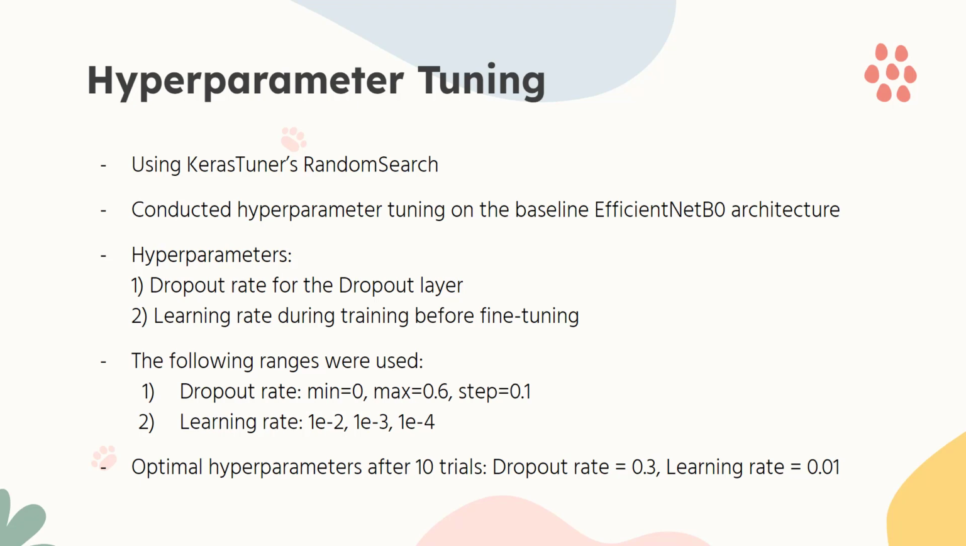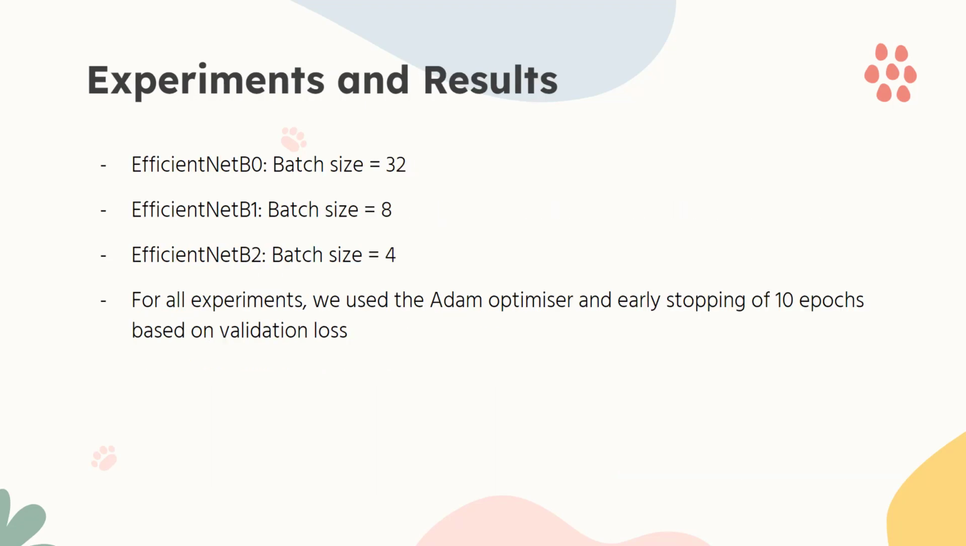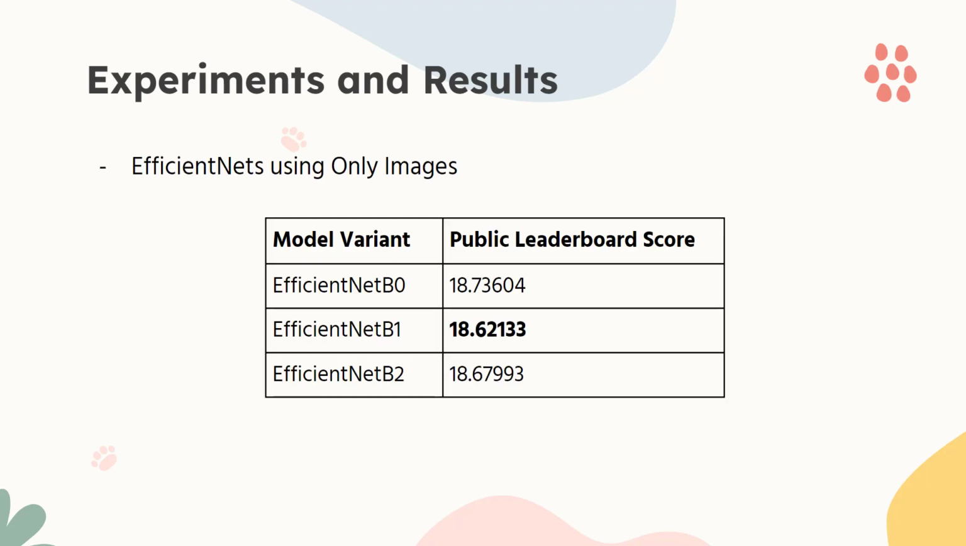We utilize these hyperparameters for all our experiments. Different batch sizes were used for different EfficientNet variants as seen in this slide. For all experiments, we used Adam optimizer and early stopping of 10 epochs based on validation loss. These are the results for training EfficientNets with images, and these are the results for training EfficientNet with images and metadata.